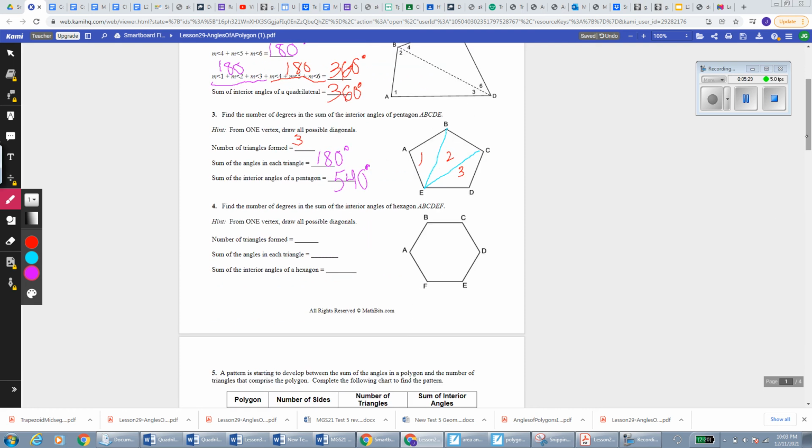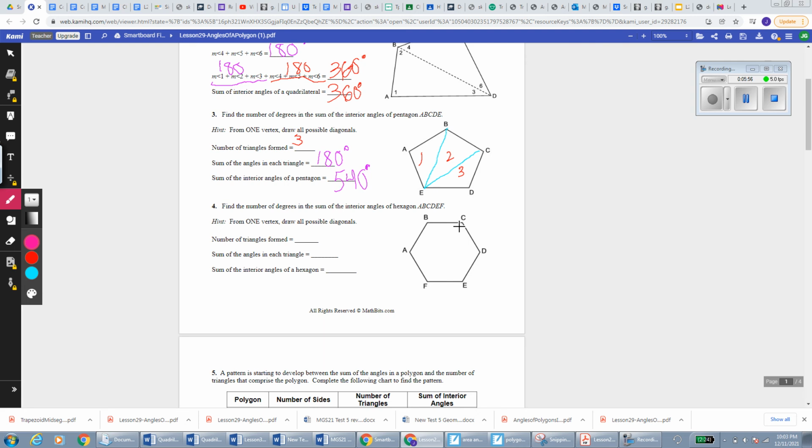Okay, now we have a hexagon, a 6-sided shape. We started with quadrilateral, that was 4-sided. Then in number 3, we did pentagon, that was 5-sided. And now we're going to talk about a hexagon, which is 6-sided. So once again, it says from one vertex, draw all possible diagonals. So take a pause from this video, pick a vertex, and draw in all the possible diagonals.